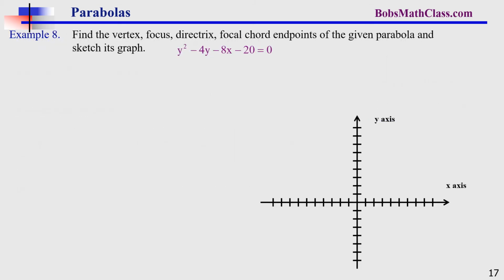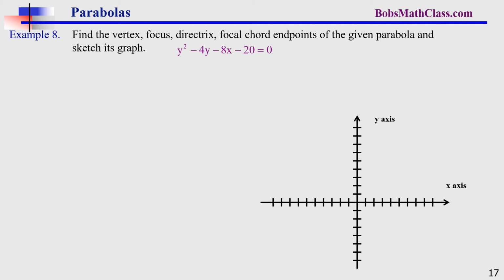Okay, let's find the vertex, the focus, the directrix, the focal chord endpoints of the given parabola, and then we're going to sketch the graph. So the variable that's squared, that's going to stay on the left-hand side. The variable that's not squared, you're going to move that over to the right-hand side. The constant is going to go also on the right-hand side, along with the variable that's not squared.